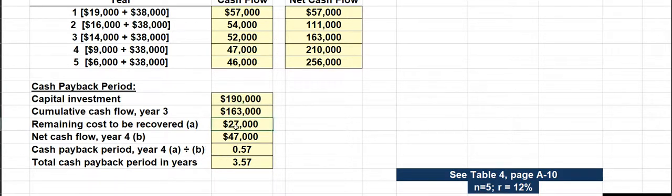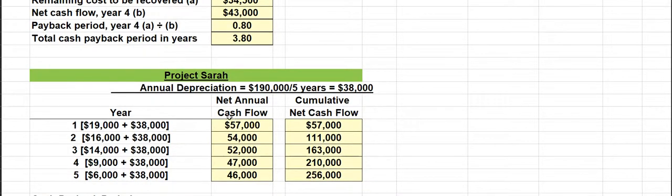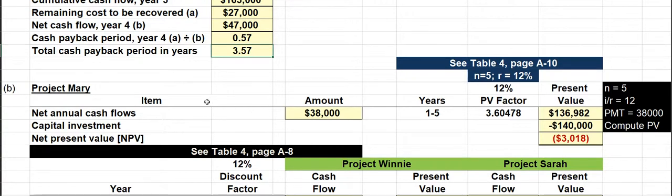And so 27,000 is 57% of 47,000, which is 27 divided by 47,000. And so we get 3 years plus 0.57 years. Therefore, the payback period is 3.57 years. Turns out that in terms of payback, Project Sarah has the shortest payback period, 3.57 years. We now move to another tool.